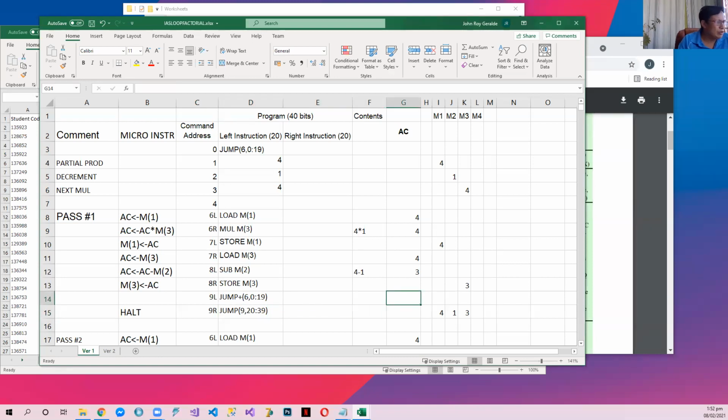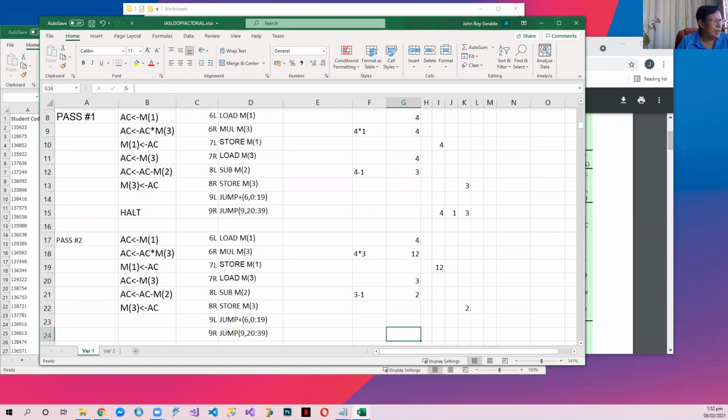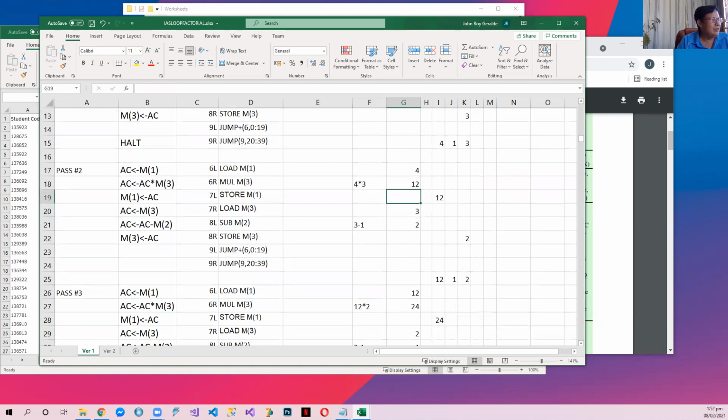Jump plus means if the accumulator is a plus, 0 is a plus, by the way, we will go to 6L. So which means we will have a second pass. Do you follow? Second pass tayo, balik tayo dito. We are going back here at 6L because our accumulator is positive. So what's the first step? Compute the partial product. The current partial product, which is M1, is 4. We mul M3. M3 is now 3 because we have deducted it by 1. So 4 times 3 equals 12. And we store the partial product, which is 12.